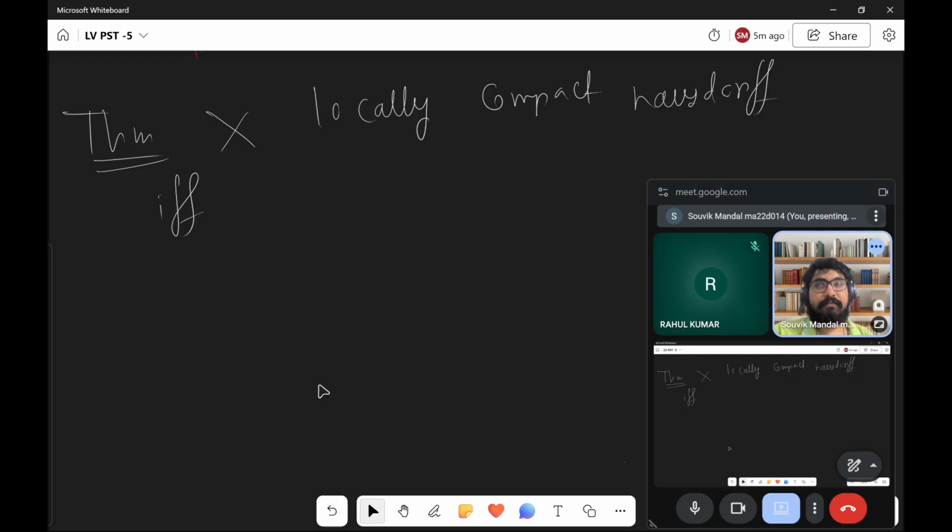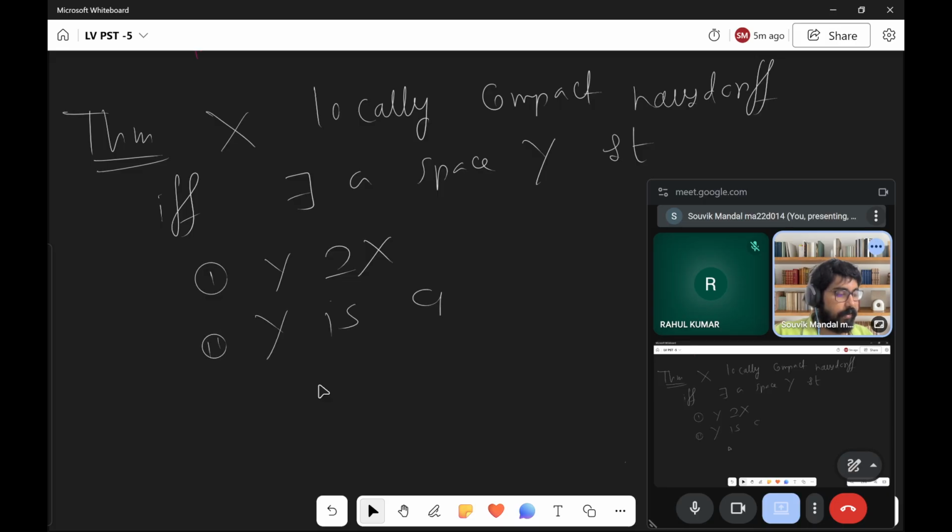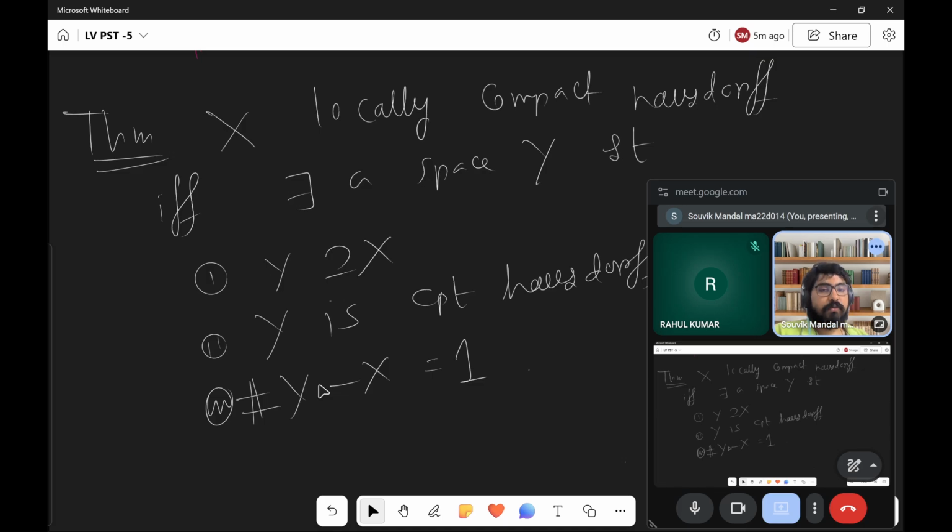if and only if there exists a space Y such that Y contains X, Y is compact Hausdorff, and Y minus X is one point. So the statement says that X is a space which is locally compact Hausdorff if and only if there exists a space Y such that Y contains X, Y is compact Hausdorff, and Y minus X is a single point.